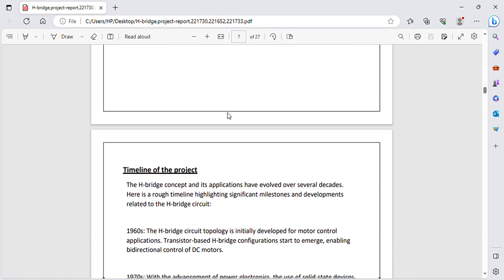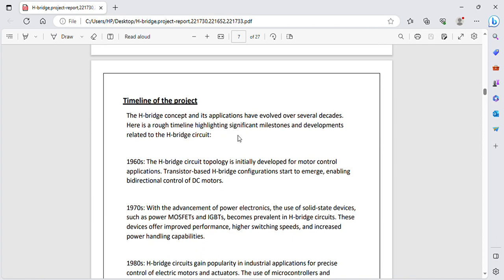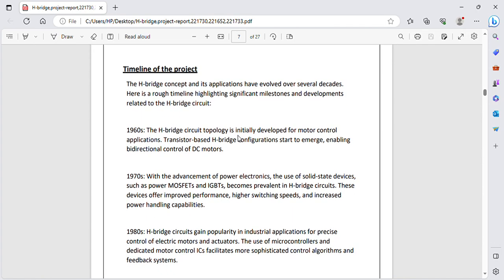So moving next to the timeline of the project, the H-bridge concept and its application have evolved over several decades. Here is a rough timeline highlighting significant milestones and developments related to H-bridge circuits. Basically, in 1960 the H-bridge circuit topology was initially developed, and in 1970 there were further advancements in this circuit.